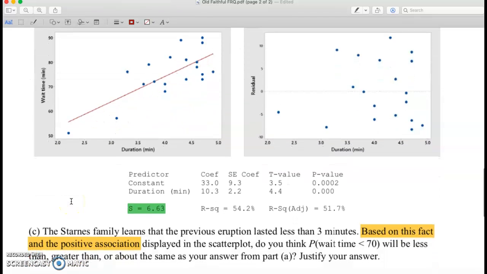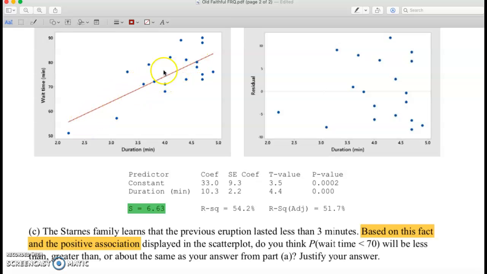So the next question is asking us, based on the fact that, I guess maybe, there's some people leaving, and so they say, hey, how long did that last one last? Somebody might say, it was about 3 minutes. So let's just assume that they got some information that the last eruption was less than 3 minutes. It says, I'm highlighting it, based on that fact and the positive association. That gives you a clue as to how it's going to be scored. They're telling you that you have to answer based on the fact that the previous one was less than 3 and this positive association.